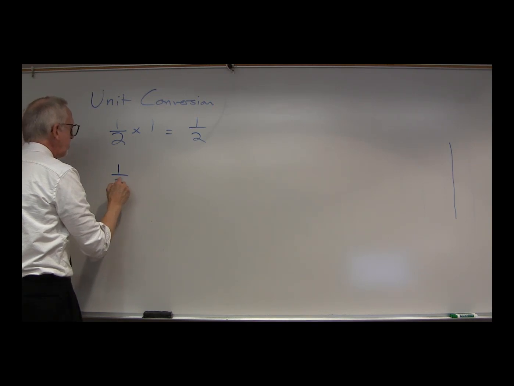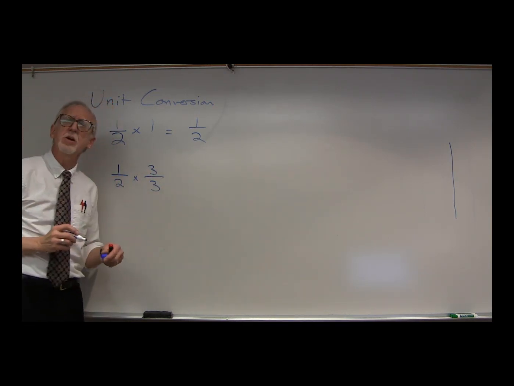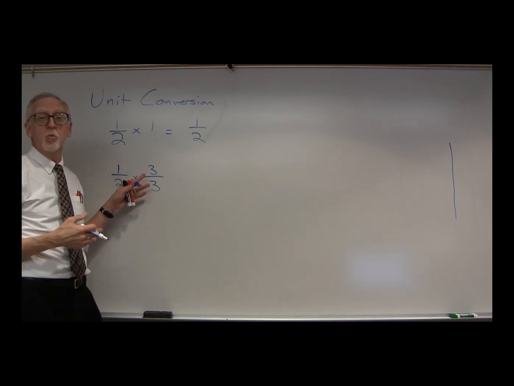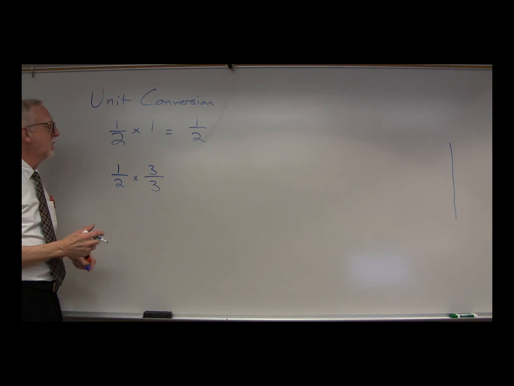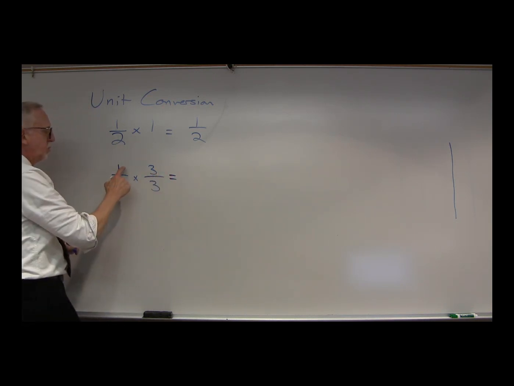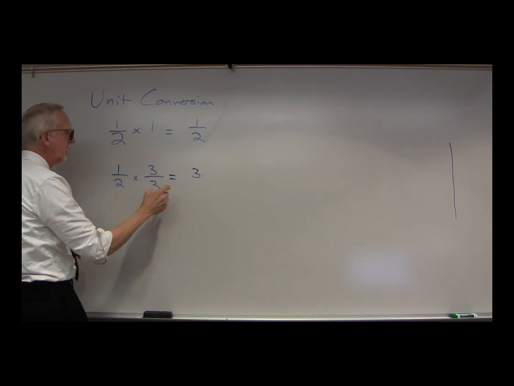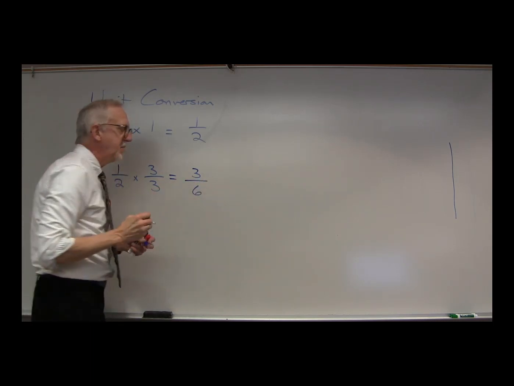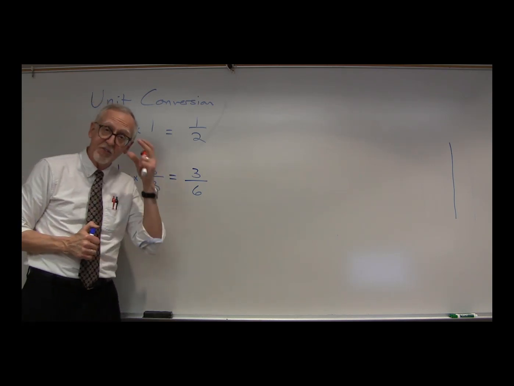Well, what if I take this 1/2 and I multiply by 3/3? Well, what's 3/3? Well, 3/3 is 1. So I'm still just multiplying by the value of 1. But in this case, let's multiply it like this. We'll multiply the numerators. 1 times 3 is 3. 2 times 3 is 6. So in this case, we started out with 1/2, but we ended up with 3/6.